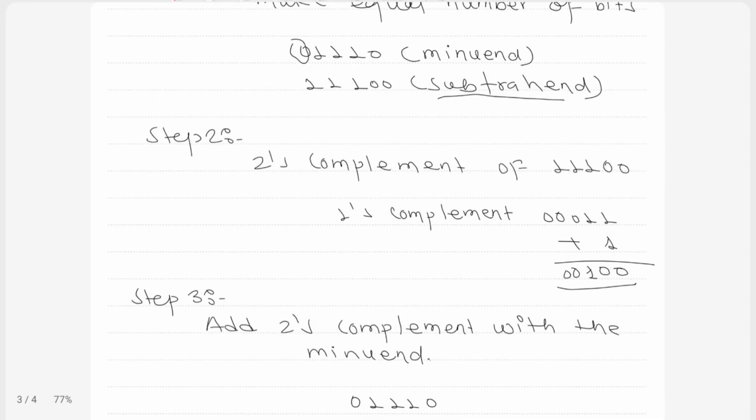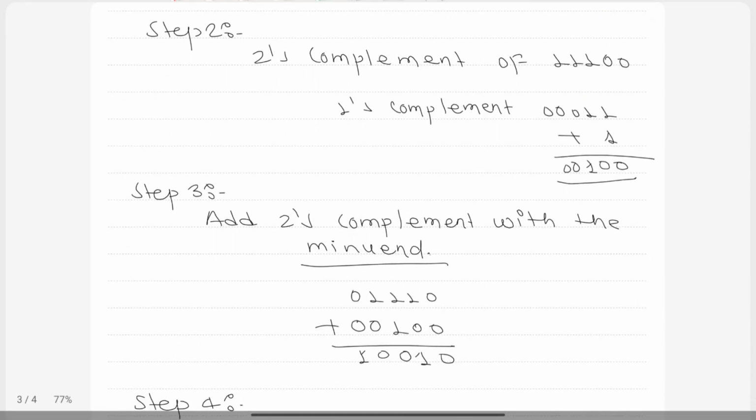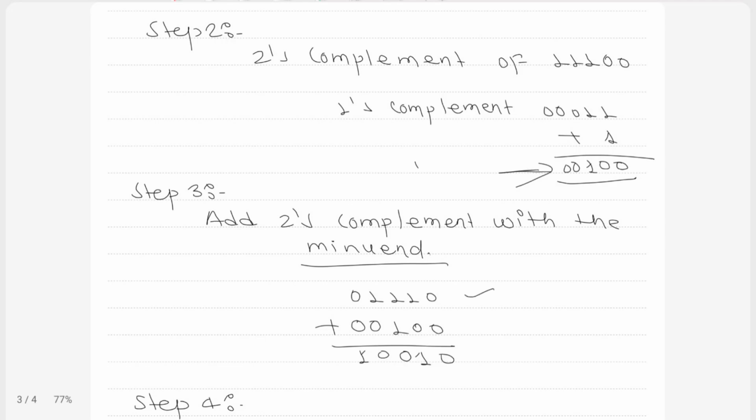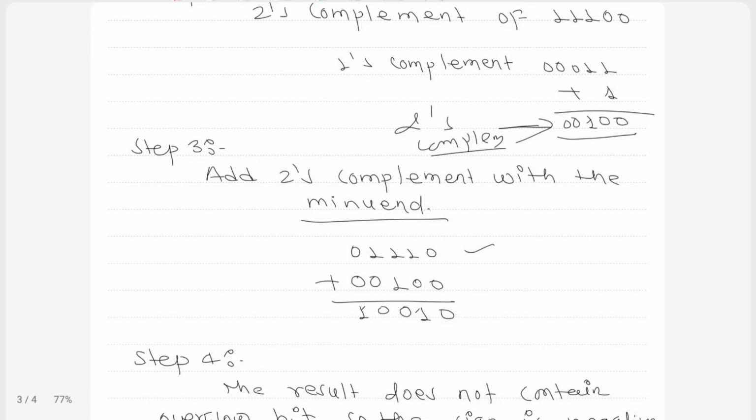Okay, so step number 3, add the two's complement with the minuend. That is our minuend, and that is our two's complement. So we add: 0 plus 0, 0 1 1, 1 1 1 0, with carry 1. So there is the result.